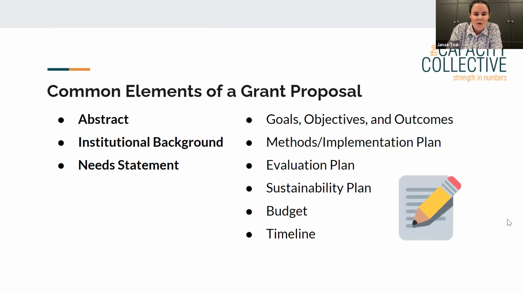So now that we know a bit about grants at large, let's actually dive into the proposal itself. So most grant proposals have many elements, but today we're only going to be discussing 3: the abstract, the institutional background, and the needs statement. And we're not necessarily saying that these are the most important, but they are the most common places that you're going to use data in your proposal. Some other elements in the application will likely include goals, objectives, and outcomes, methods, implementation, the evaluation plan, the sustainability plan, the budget, and finally, the timeline.